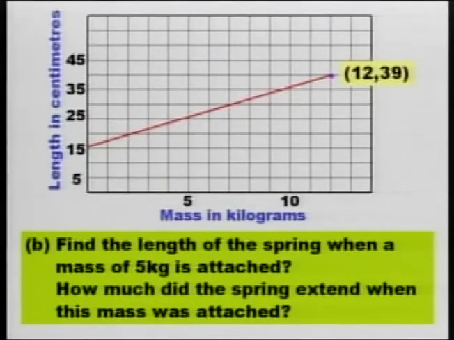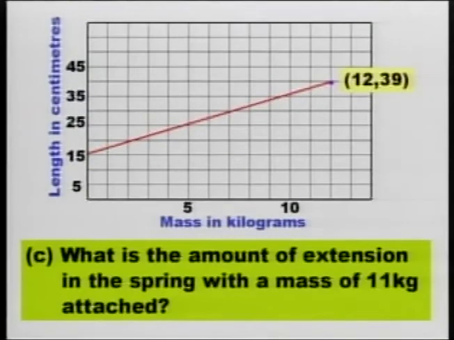And then the next question was, find the length of the spring when a mass of 5 kilograms is attached. And we said that it was 25 centimeters. And the extension was 20 centimeters. Okay, letter C. We are now up to letter C. What is the amount of extension in the spring with a mass of 11 kilograms attached?